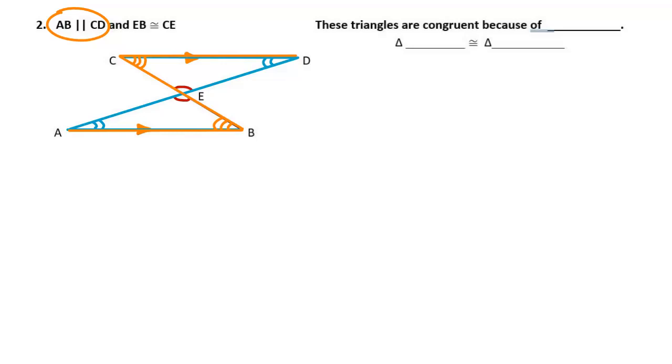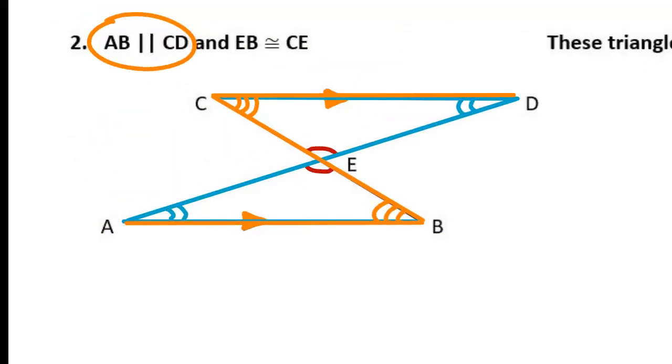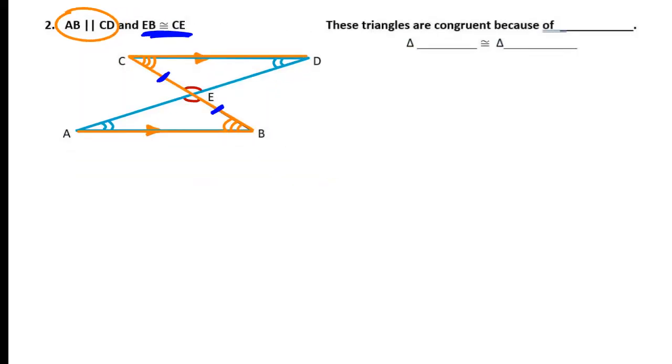We said we have to have at least one what if we're going to show triangle congruence? At least one side. And they gave me that right here. It says segment EB, this right here, is congruent to segment CE, this right here. Now do I have enough to say that these two triangles are congruent to each other? Do I have enough? Yes. Using which congruence criteria? Which of the five could I use here? There's more than one right answer on this one.